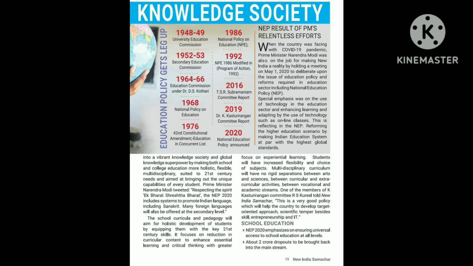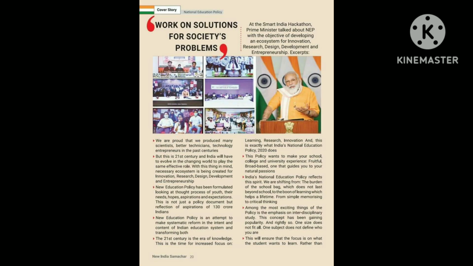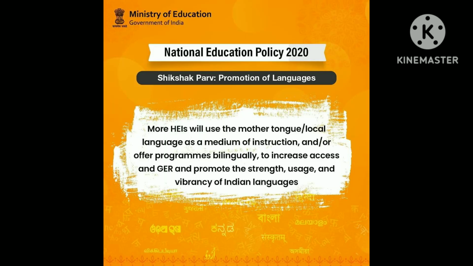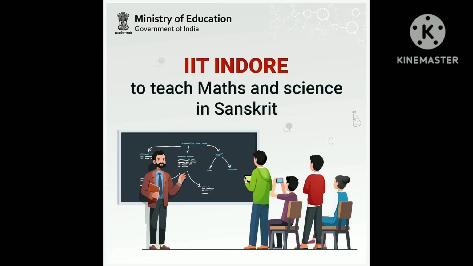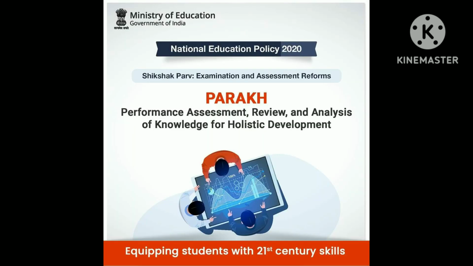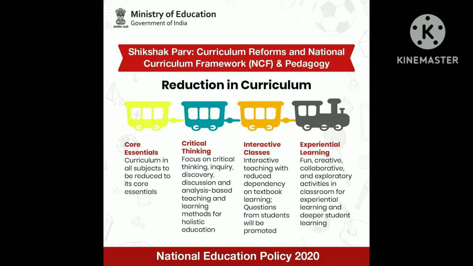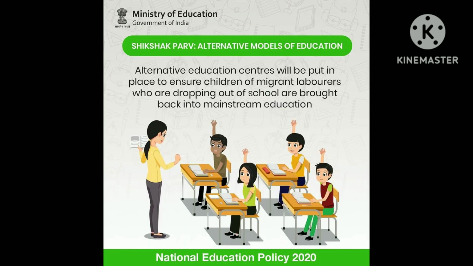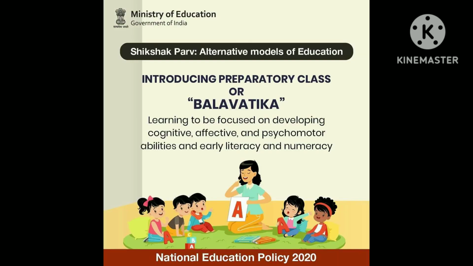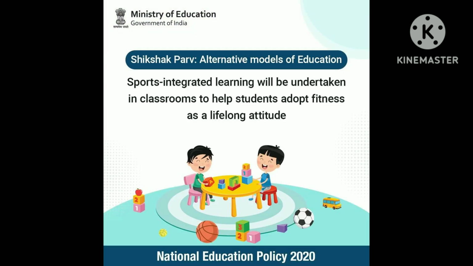Age limits 14 to 18 years, classes 9 to 12. The total years in this stage is 4 years, and this stage is called the secondary stage, the final stage. So the government implemented the new structure instead of 10 plus 2. That is called 5 plus 3 plus 3 plus 4. This is the new structure the government prefers.